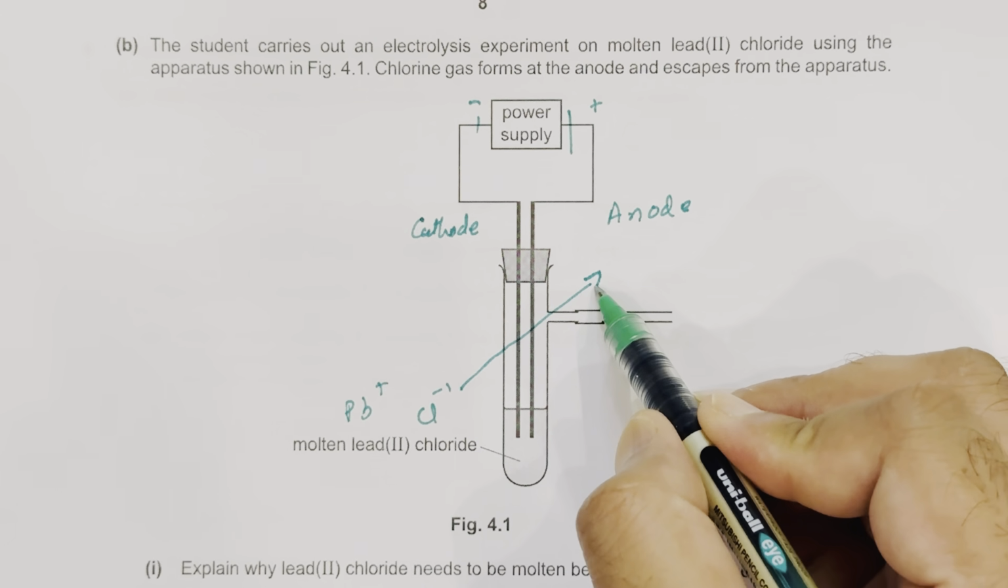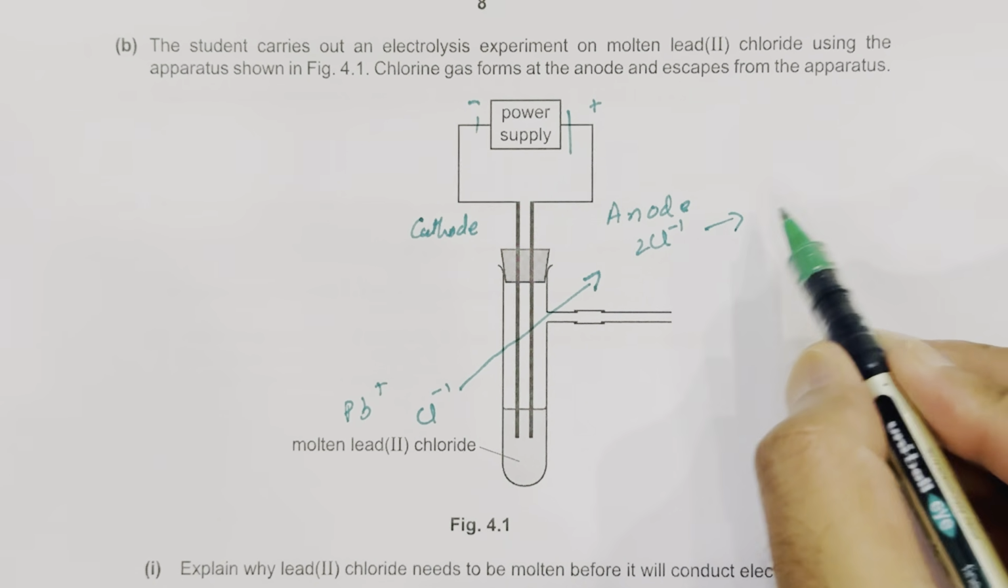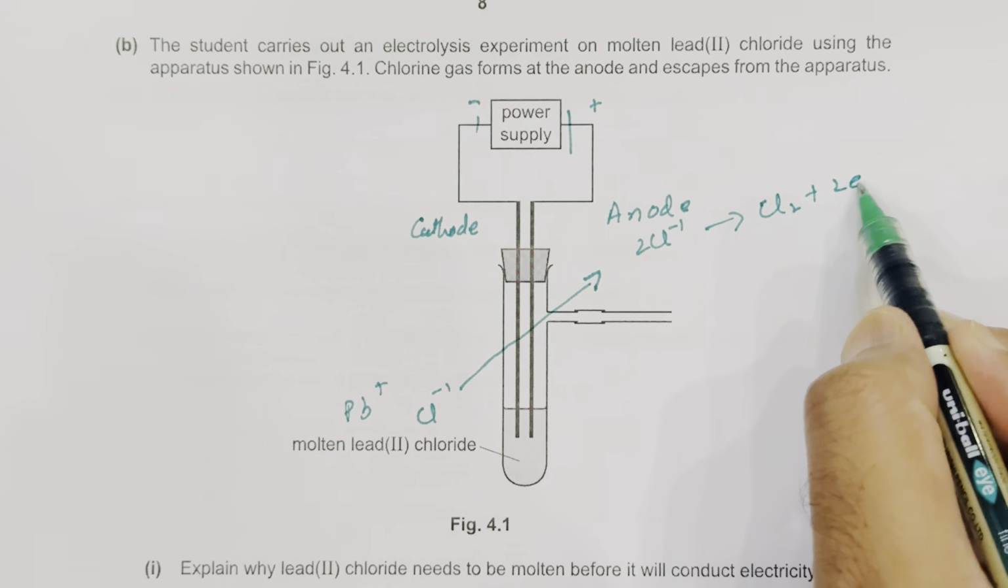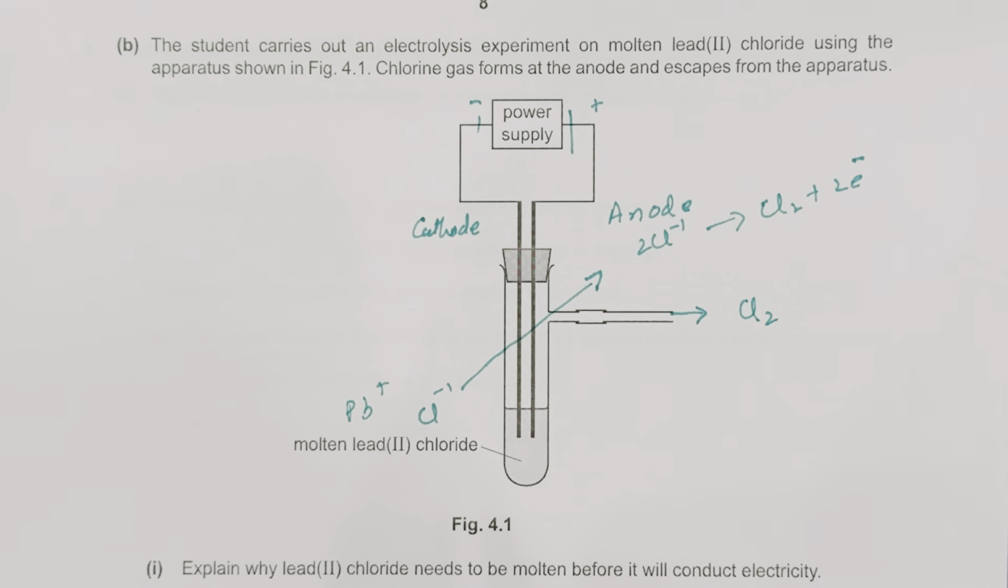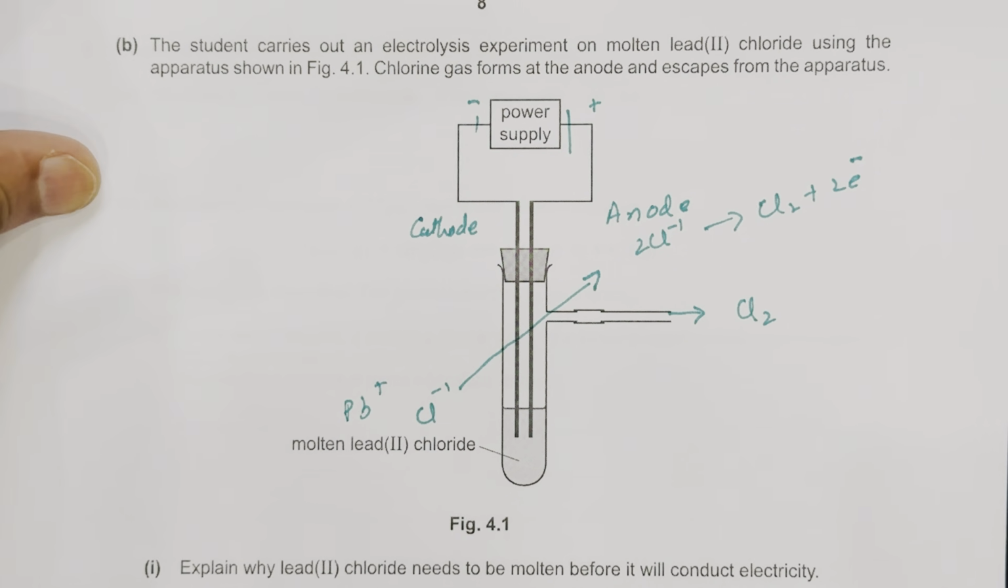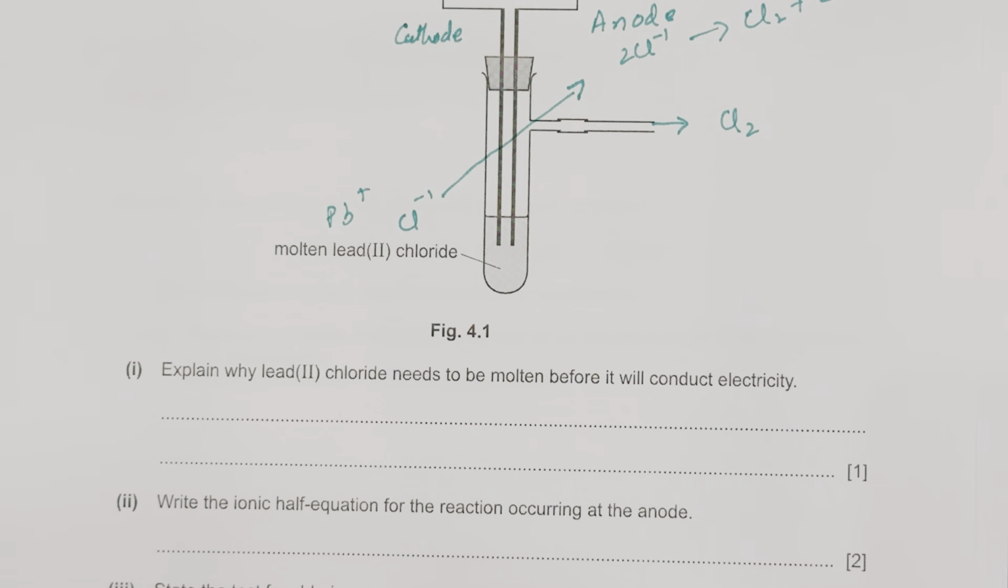Then chloride ions will move to the anode and form 2Cl- giving Cl2 plus 2 electrons. Then Cl2 would be emitted from here, and this is how we're going to show that. Okay, now we can read the question. Explain why lead 2 chloride needs to be molten before it will conduct electricity.